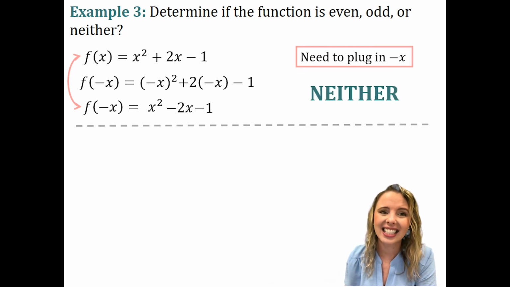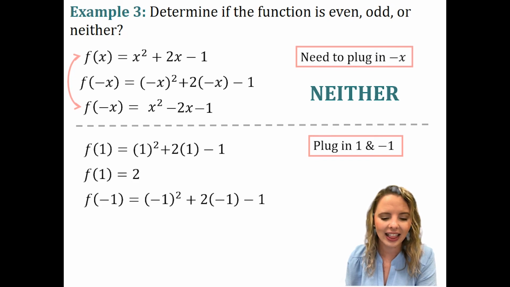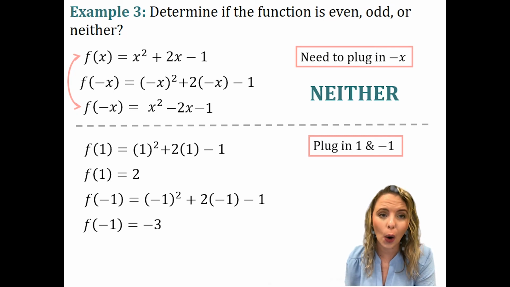But let's test our other method just to make sure it works. We have 1 squared plus 2 times 1 minus 1, which is 2. And then we have negative 1 squared plus 2 times negative 1 minus 1, which is negative 3. 2 and negative 3 have absolutely no relation to one another. So we know that this is going to be neither.